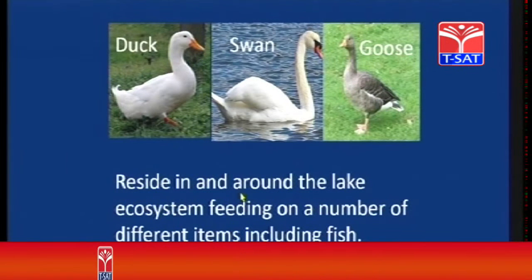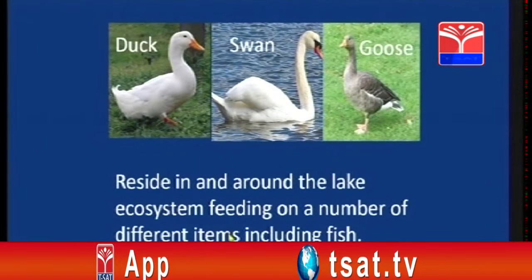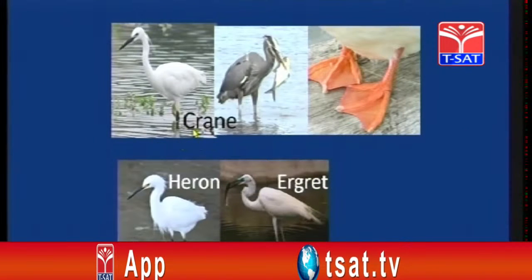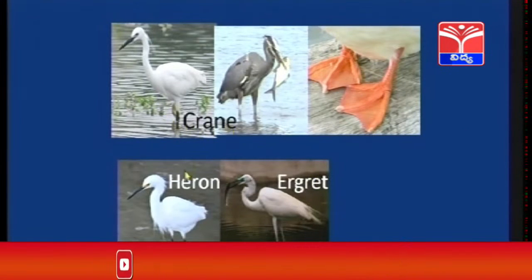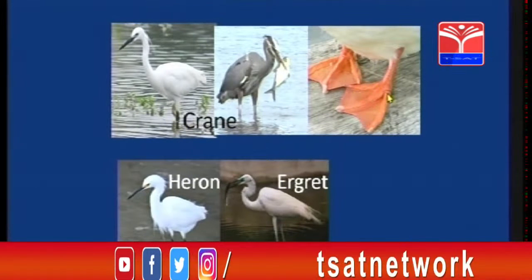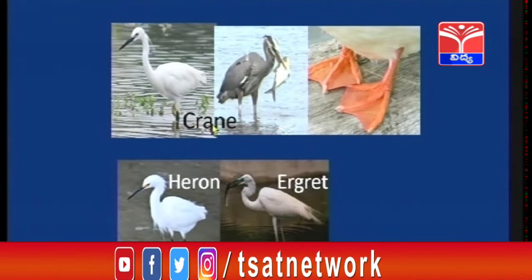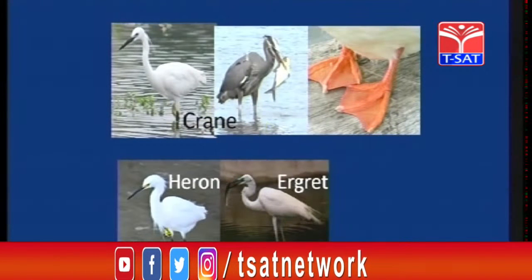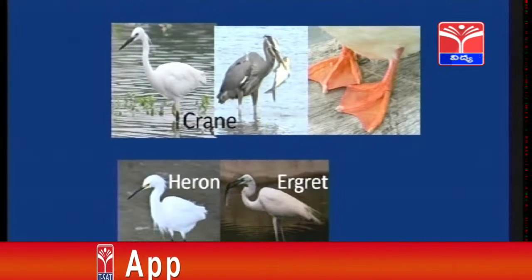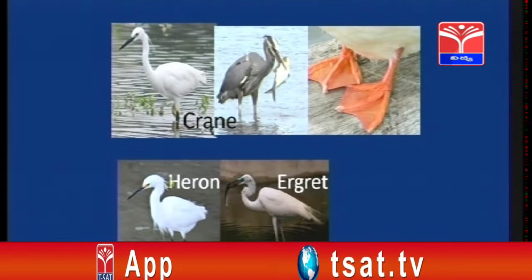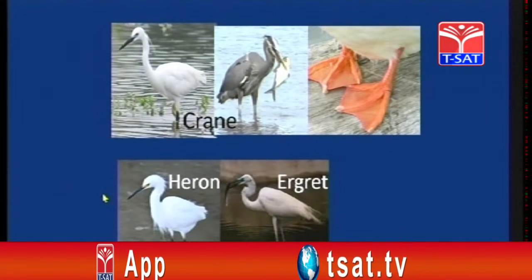They reside in and around the lake ecosystem, feeding on a number of different items including fish. So you can see, children, the cranes, herons and egrets. You can see, children, the duck has webbed feet. This will help to swim. This crane has long legs. Herons and egrets have long legs. So this will help them to hunt in the water.